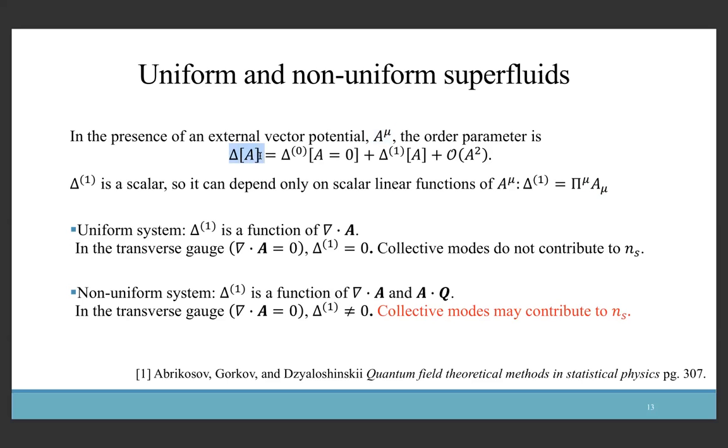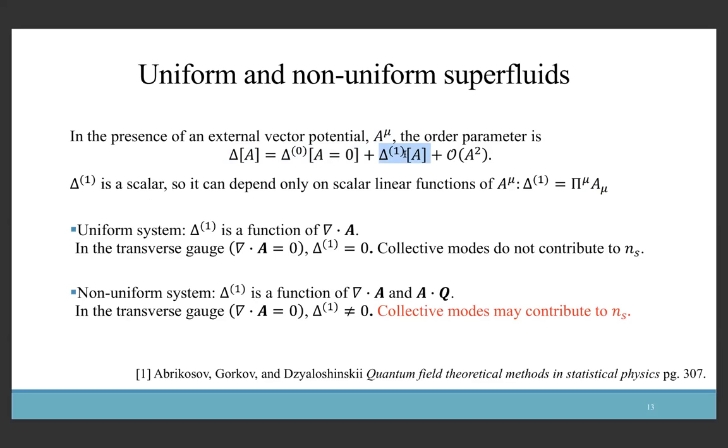So suppose we have an external electromagnetic vector potential, and the order parameter will, as a consequence, depend on that through the self-consistent gap equation. We can then perform a Taylor expansion of the gap as a function of this A up to quadratic order. So delta naught will be the solution to the gap equation in the absence of the external field. And this first term here will be the linear variation.